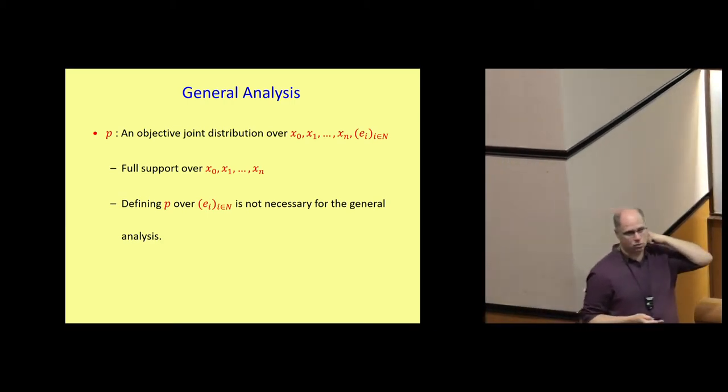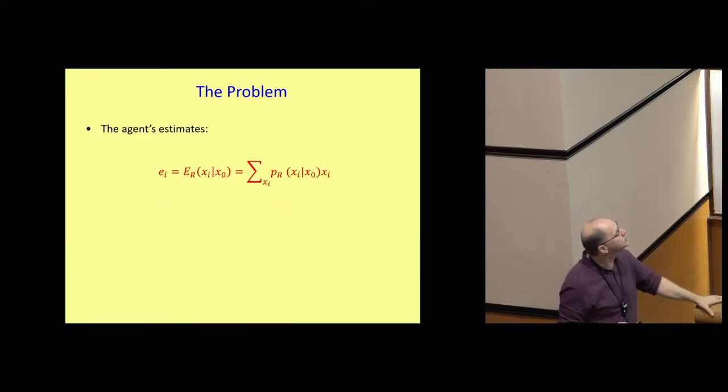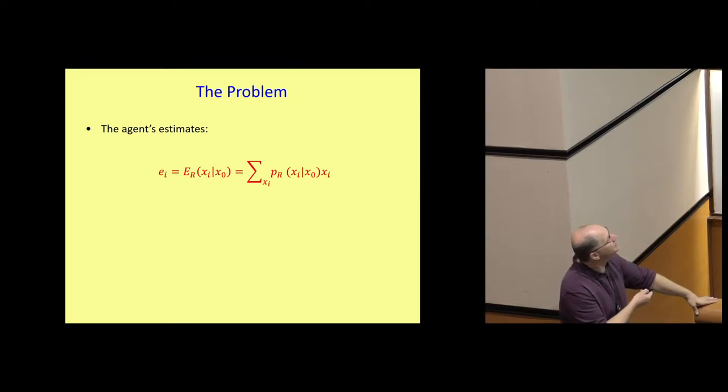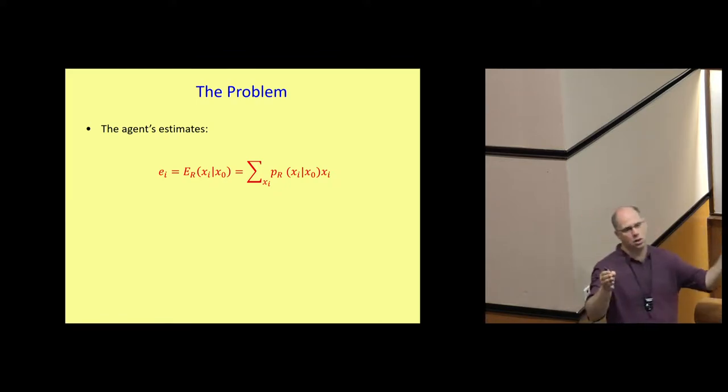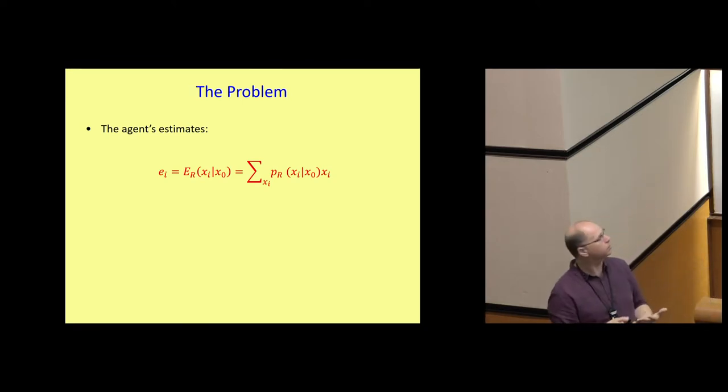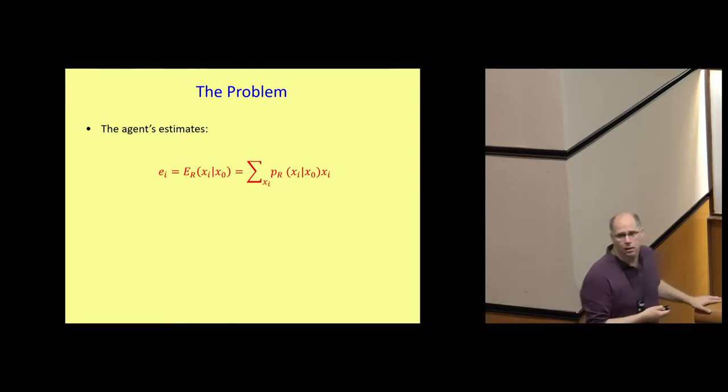You factorize this distribution according to your causal model, and that induces a subjective belief. Your estimate of variable i is the subjective expectation of xi conditional on the x0 that you observe. Remember, I have this joint distribution over all the variables resulting from factorizing the true P according to my DAG. Now I observe x0 and I compute the conditional subjective probability. And then I can calculate the expectation of xi according to this subjective probability. Okay, so this is clear. That's just the definition of ei.